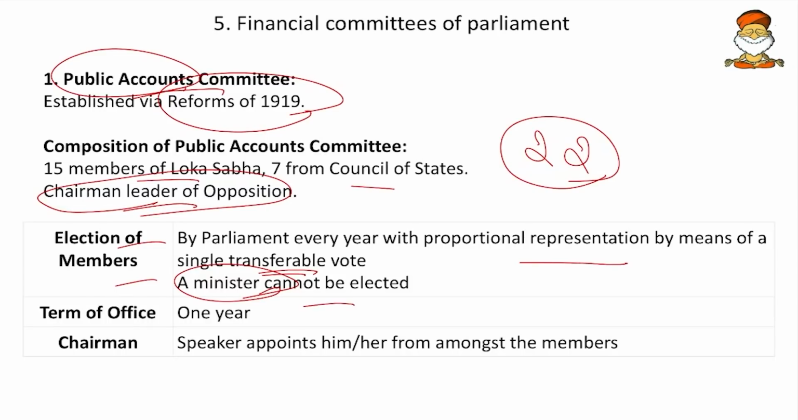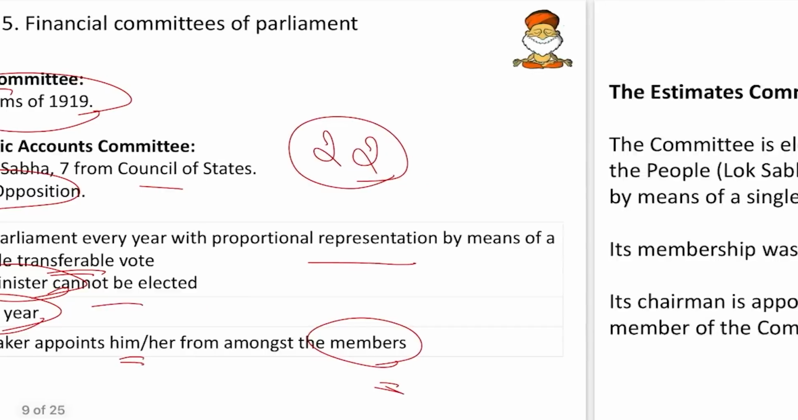So they are barred. And then the term of office is 1 year. A member can be elected only for 1 year, and next year it is changed. Then the chairman: the Speaker appoints him or her from amongst the members. The Speaker can appoint anyone from the members, but invariably the leader of opposition will be there. If the leader of opposition is not willing, then obviously others can be appointed.